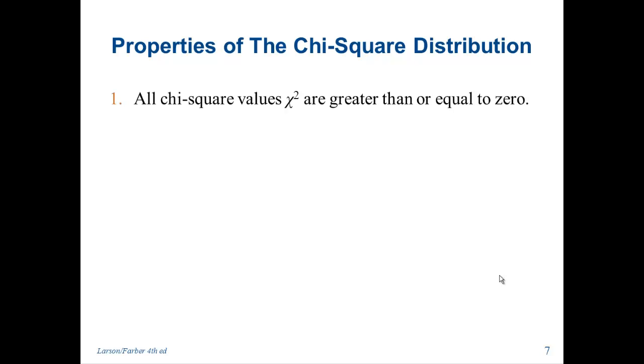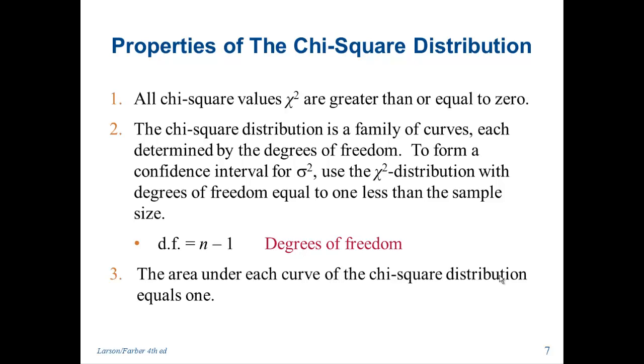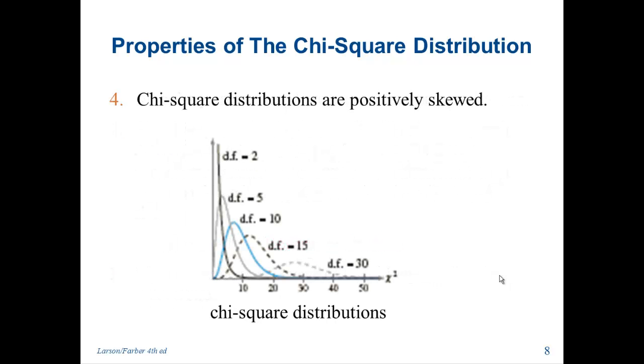Properties of the chi-square. All chi-square values are greater than or equal to 0. The chi-square distribution is a family of curves, each determined by the degree of freedom. To form a confidence interval for sigma squared, use the chi-square distribution with degrees of freedom equal to 1 less than the sample size. So degrees of freedom is as it was in 6.1 through 6.3, n minus 1 degrees of freedom. The area under the curve of the chi-square distribution equals 1, just like in the previous chapters. So here, the chi-square distributions are positively skewed, and here are some of the curves so you can see those with different degrees of freedom.